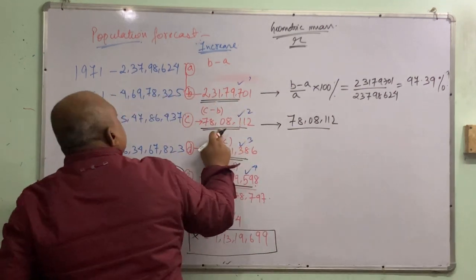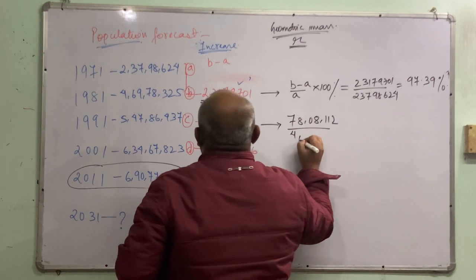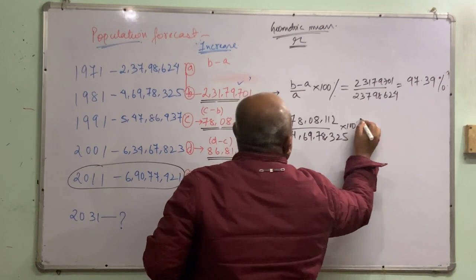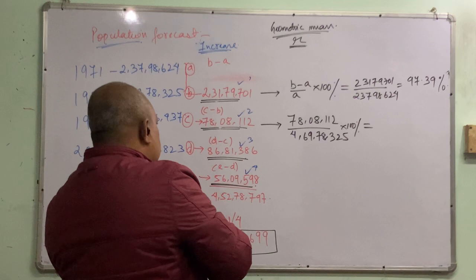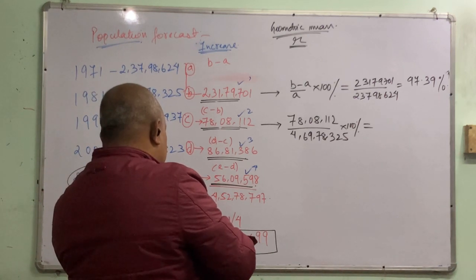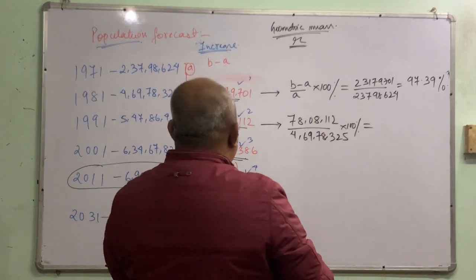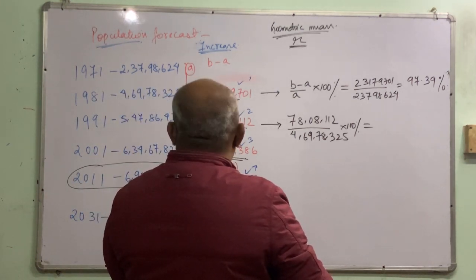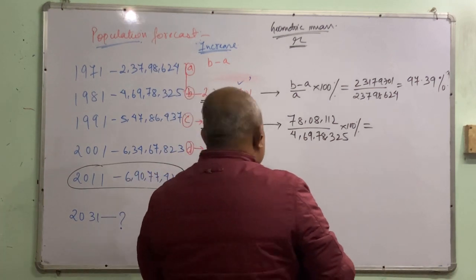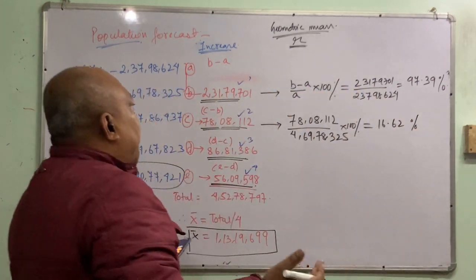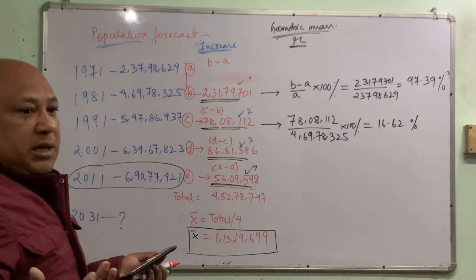Similarly for this one, 78,08,112 is the increase from this population, 469,78325. So it is equal to 7808,112 divided by 469,78325. Is it correct? I'm getting only 16%. The growth of the population is only 16.62%.